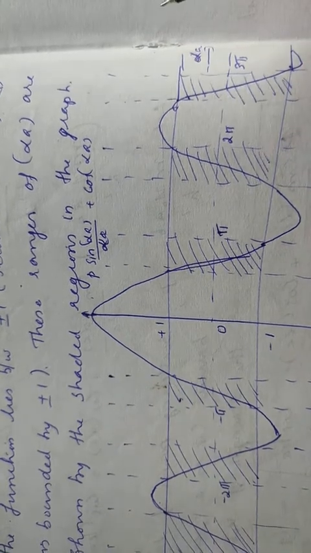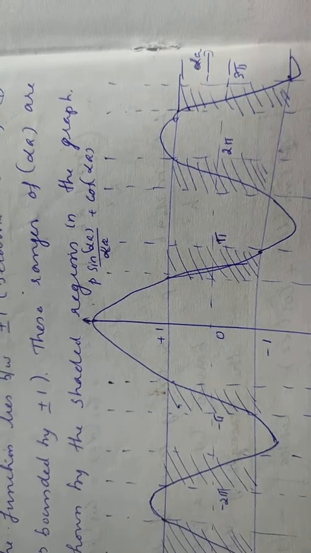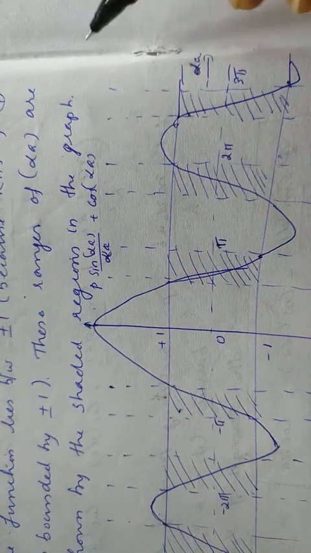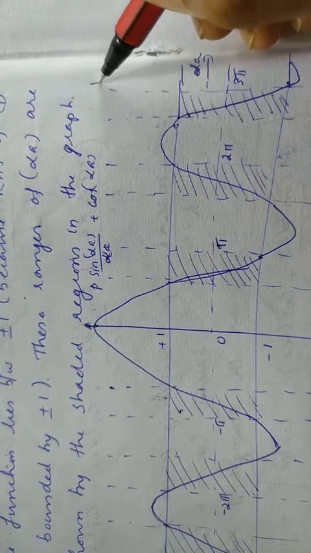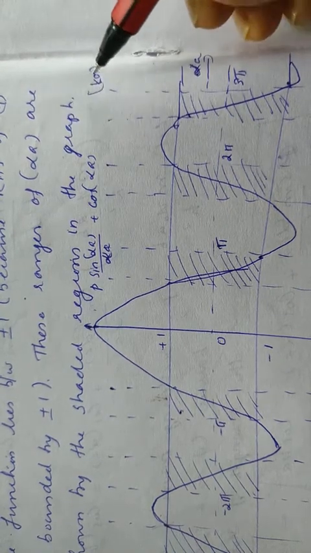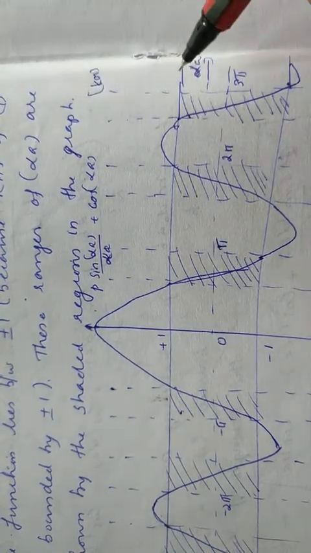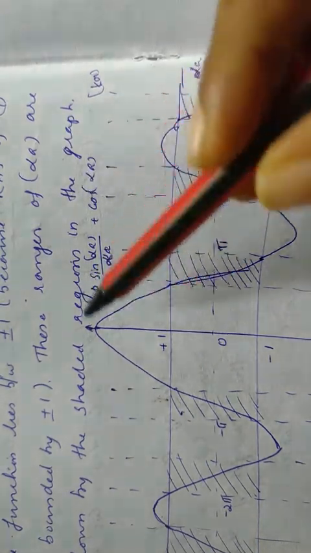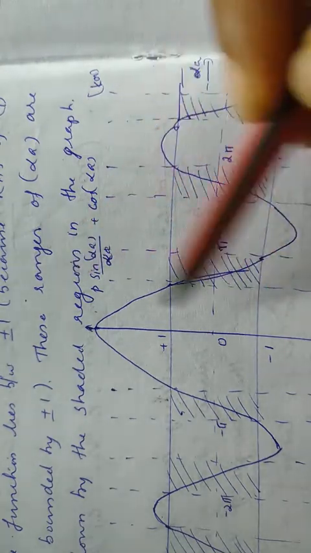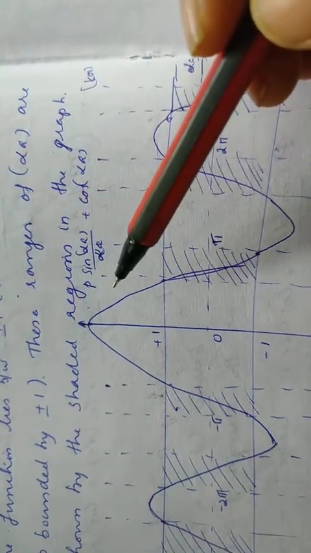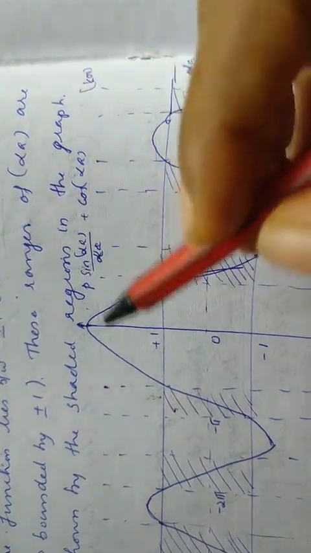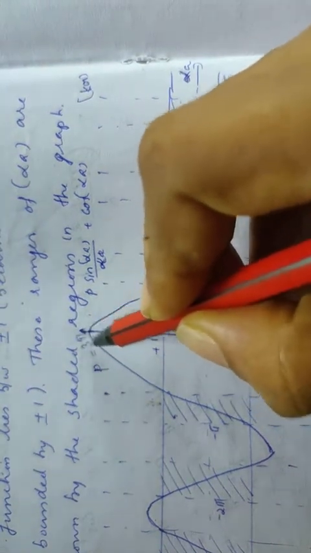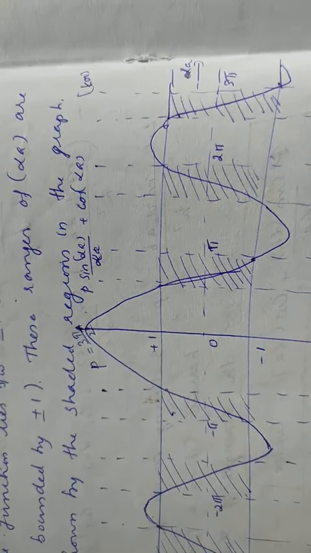The RHS is a function of k into a. So the x-axis is Ka. On the y-axis we are plotting the LHS for the value P equal to 3 pi by 2.